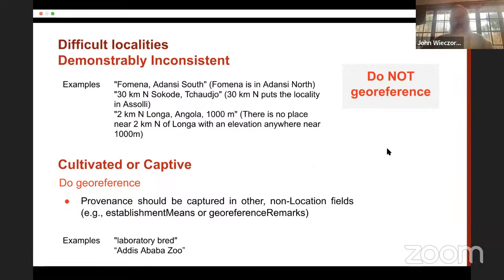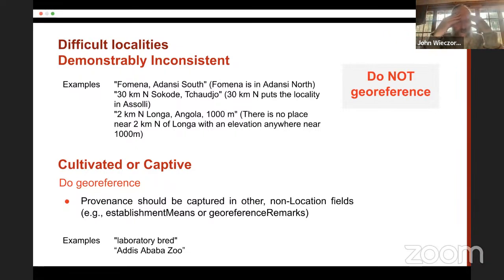It should be clear what kinds of inconsistencies can come up, and we go to the final example, which is if something is cultivated or captive. So a lot of people, when they approach georeferencing from the beginning, make an assumption that anything that's captive or cultivated shouldn't be georeferenced. Why have that perspective? Because they're thinking of the perspective of these animals or plants being in the wild, and that their use of that information would be, for example, to create a species distribution model.